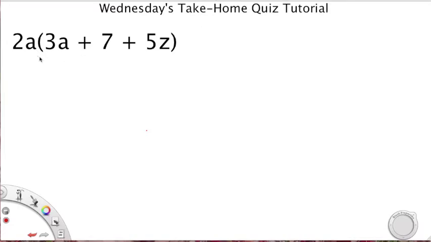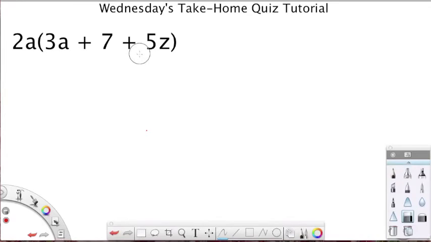So let's begin simplifying this expression by distributing this term right here, 2a. We have to distribute this term to all of the terms on the inside of the parentheses. And how do we distribute? We distribute through multiplication. So let's begin. First step is 2a times the first term. Okay, we have 2a times 3a, and that is going to be 6a squared.